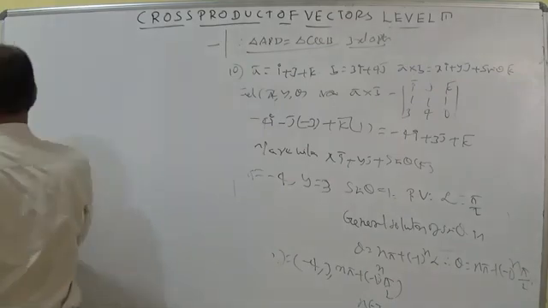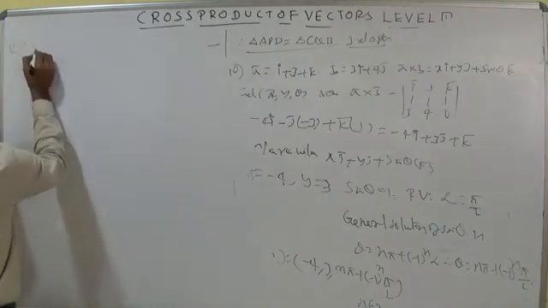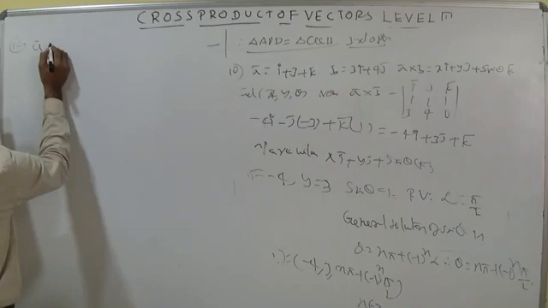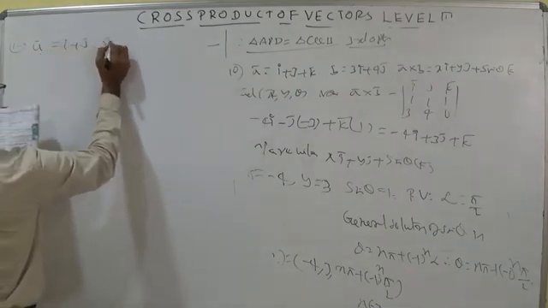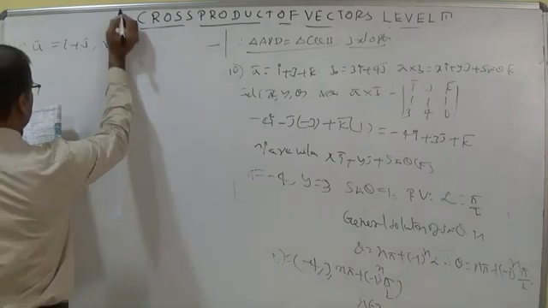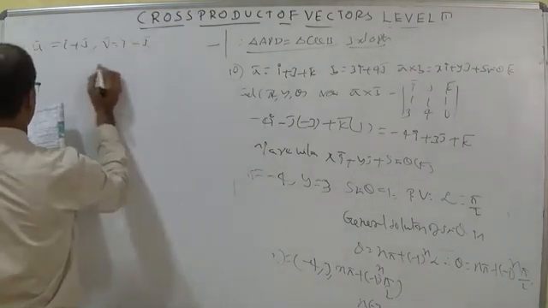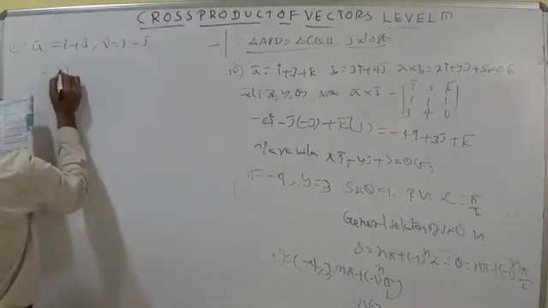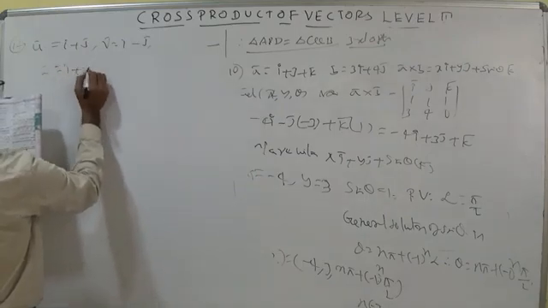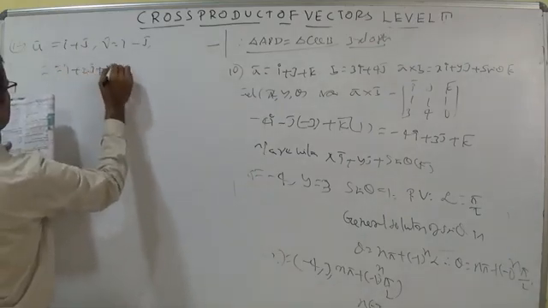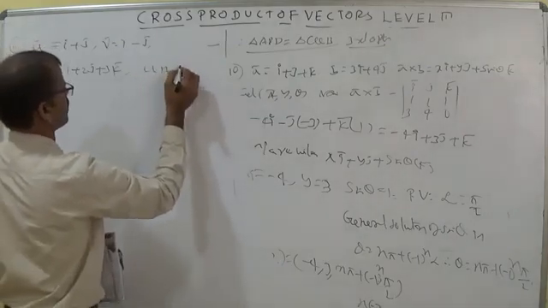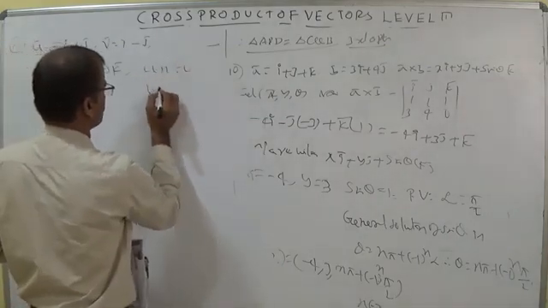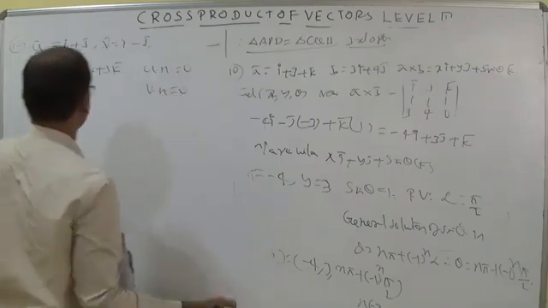N bar is a vector such that, I think this one also we have completed in level, dot product. U bar is equal to i plus j. V bar is equal to i minus j. W bar is equal to i plus 2j plus 3k. N bar is a unit normal vector such that U bar dot N bar is equal to 0 and V bar dot N bar equal to 0.